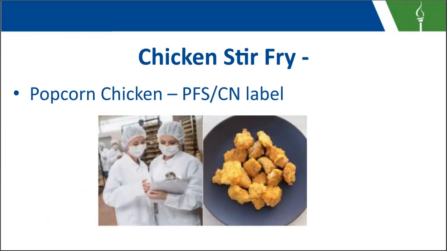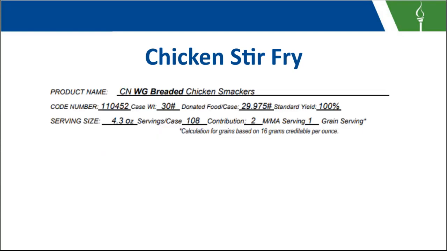Okay, so now we're going to go through this exact same example, but we're going to be determining the grain contribution for this ingredient. So instead of looking at the meat alternate contribution, we're going to look at the grain serving. We're going to take the ounce equivalents of grain, which is 1, and divide it by the actual weight of the product, which was 4.3 ounces. So our yield for the grain component is going to be 0.23.